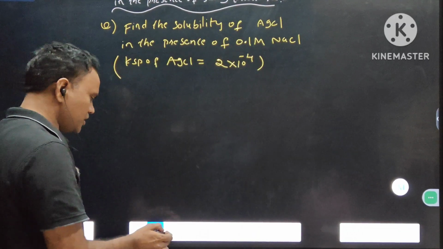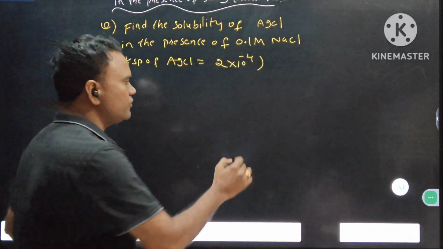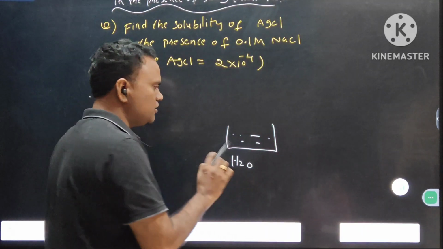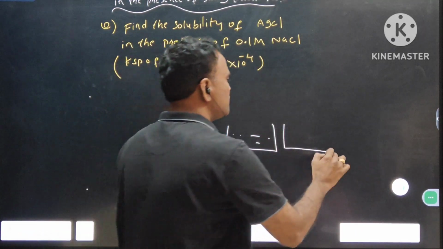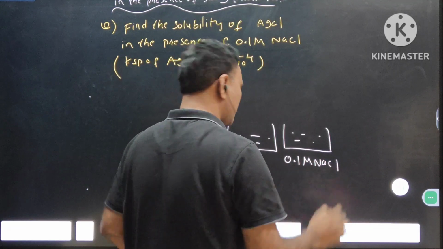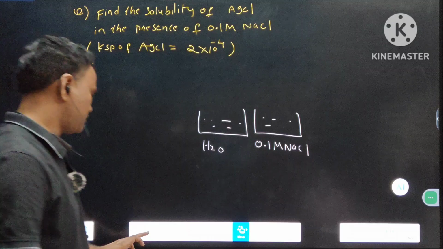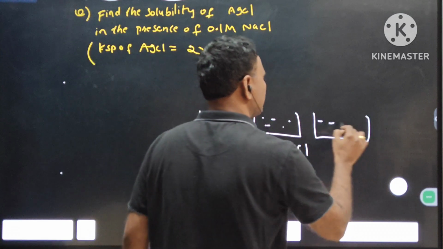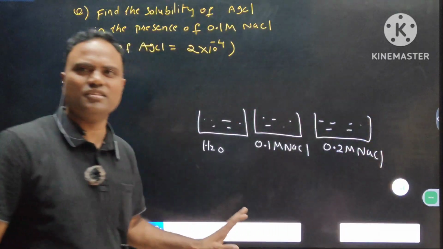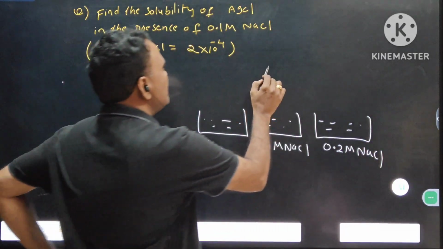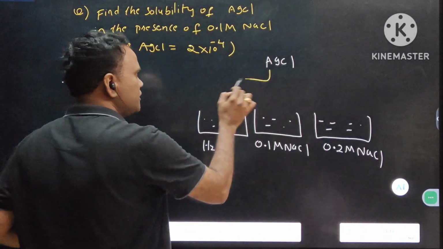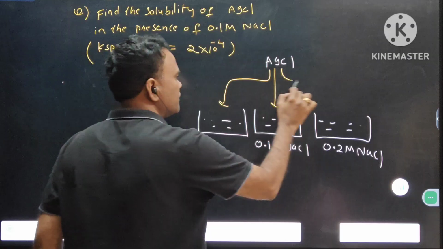Before that, I will give you one generalized explanation. Take plain water without any solute in it. In the second case, take 0.1 molar NaCl. In the third case, take 0.2 molar NaCl. This is also an important theoretical question. Now I am dissolving AgCl in the 3 samples, here, here, and here.